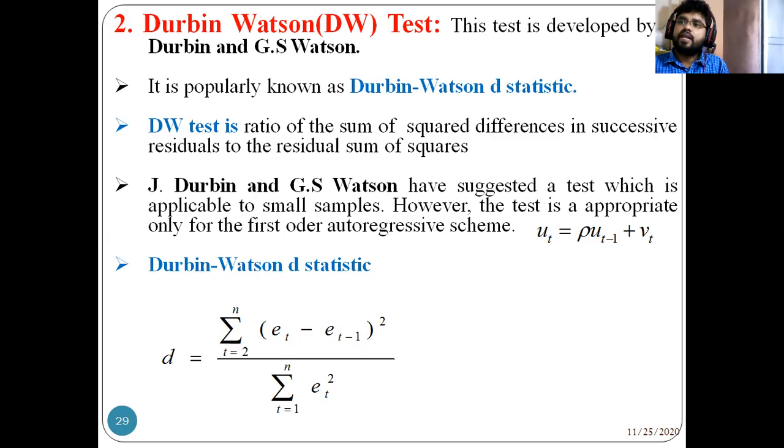for example, today's error is 5 and last day's error is 4. Then it is 5 minus 4, whole square, like that. The denominator is the sum of e_t square, nothing but the sum of total residuals squared. So that's how we can calculate this statistic. Next slide.